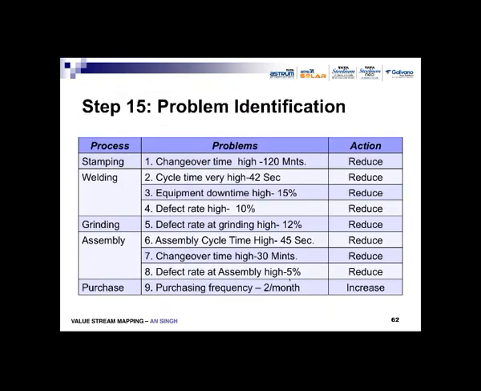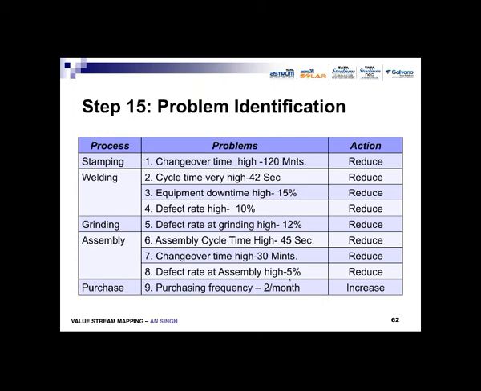Now based on the study of the Kaizen bursts, what are the problems identified? First, changeover time is high, 120 minutes in the process of stamping. What action is to be done? It has to be reduced. Welding cycle time is very high, 42 seconds. Equipment downtime is high, 15%. Defect rate is high, 10%. So all these need to be reduced.